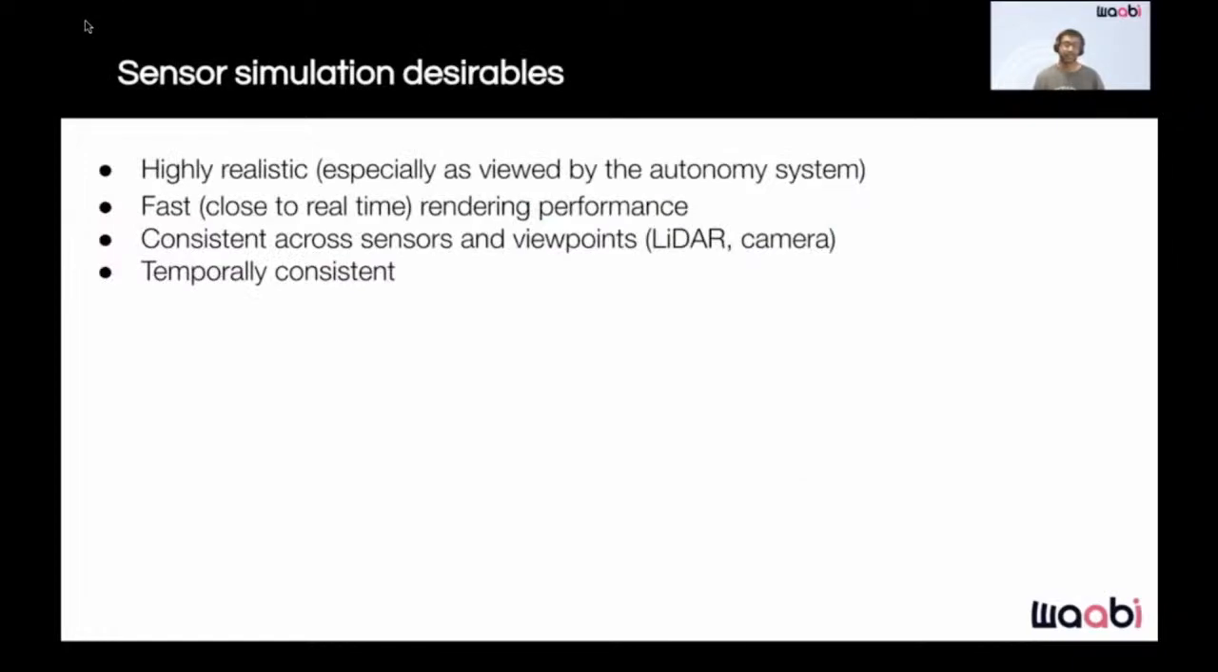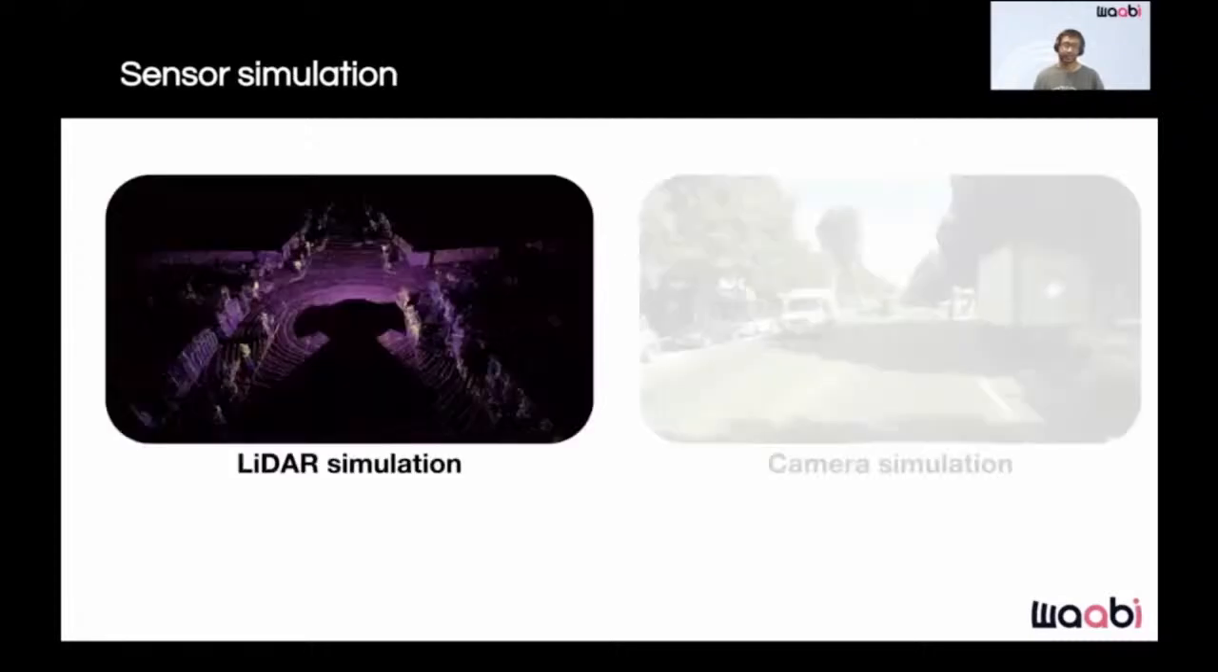For an end-to-end closed-loop simulation system, we have several desirable properties that we want in our sensor simulation. First, it should be highly realistic, especially as viewed by the autonomy system. Additionally, it should have close to real-time rendering performance for fast execution, should be consistent across sensors and viewpoints, and temporally consistent. Many of the properties that we saw for the virtual world asset creation reappear for sensor simulation, as they are tightly coupled. We'll now cover approaches for LiDAR simulation.